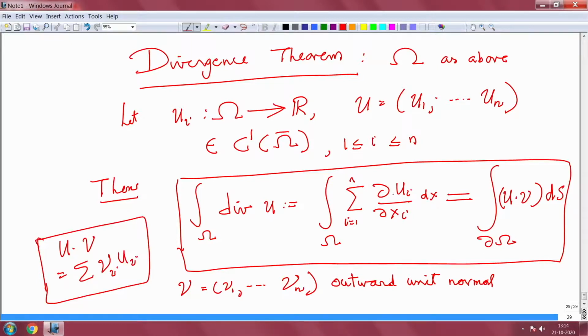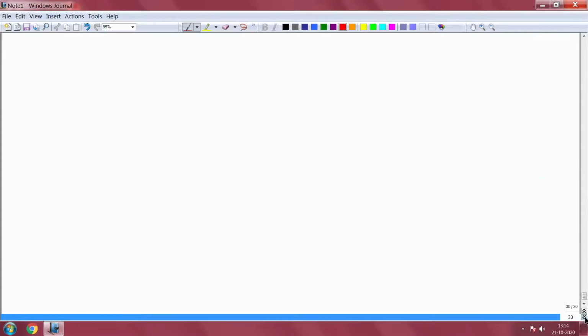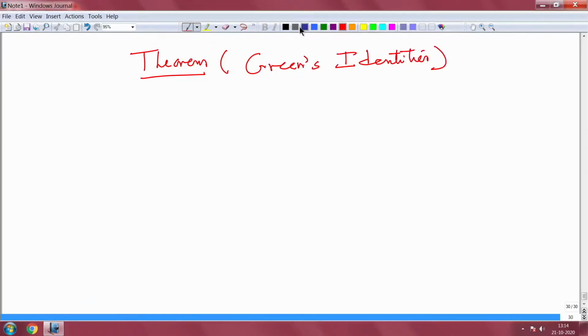So you see, when you take the differentiation, you have an n-dimensional integration which reduces to an (n minus 1)-dimensional surface integral. These are the results which we are going to use: the divergence theorem and Green's identities. We will use this throughout the lectures, so you have to be familiar with it. It is nice to understand everything, but you should also remember these things.